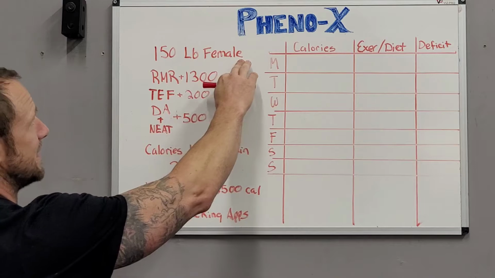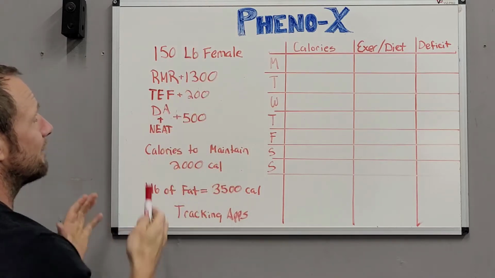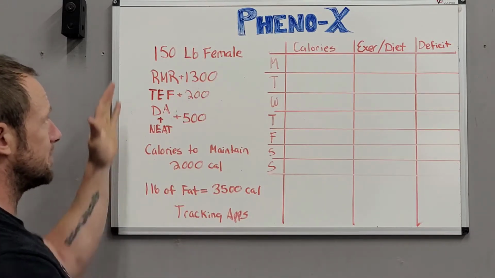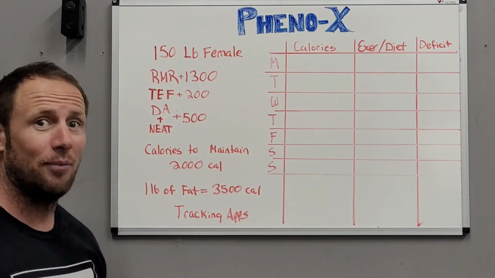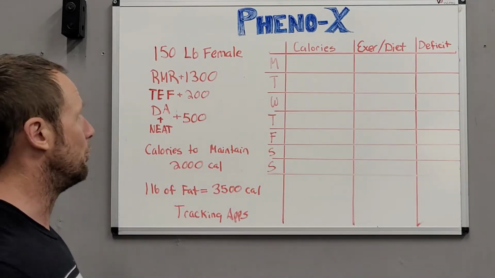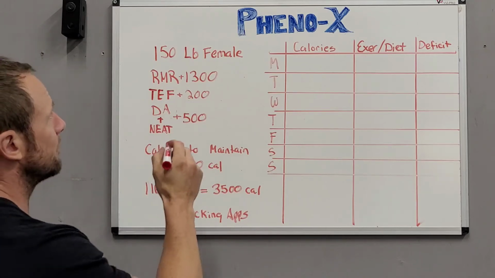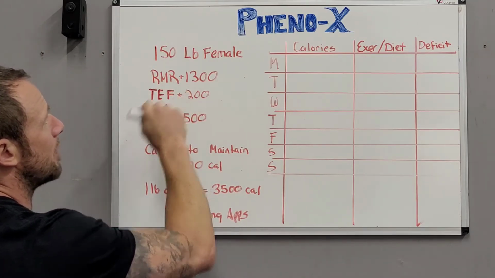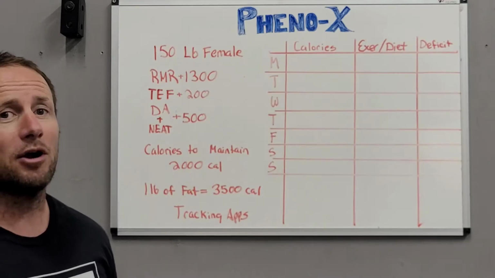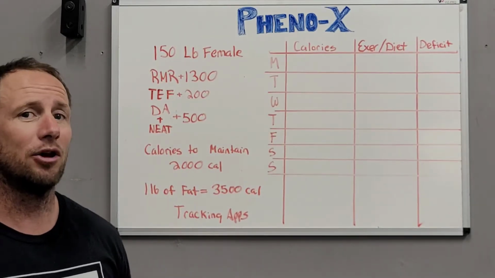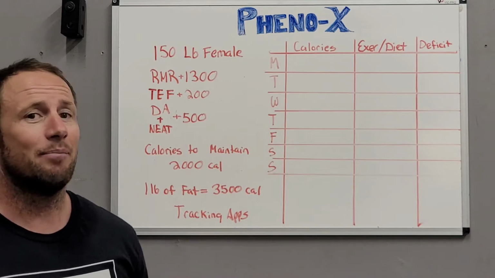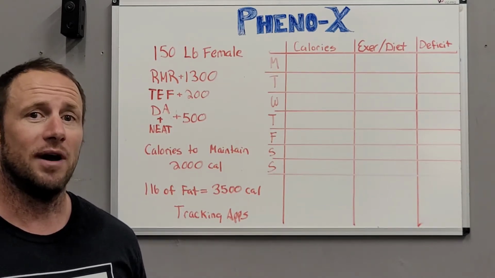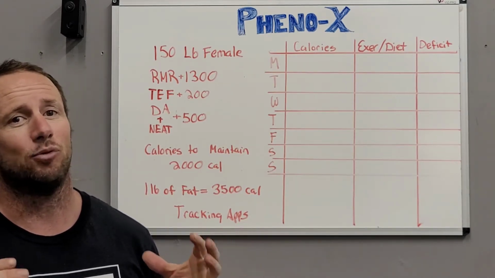So using this example, we're going to have to learn a few definitions to make this all make sense. But once we get through this, it's probably going to be a big time aha moment for you. So the first thing we're going to learn is what RMR is. RMR stands for resting metabolic rate. That is, if you just laid in bed all day and you didn't move, how many calories would it take to keep you alive?